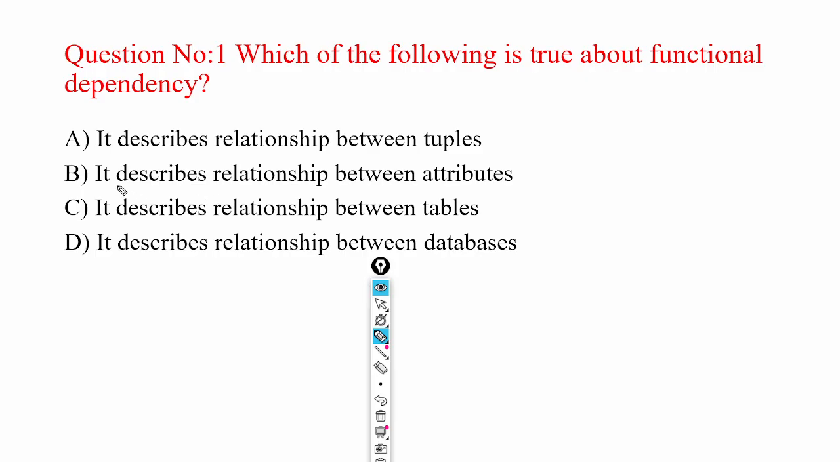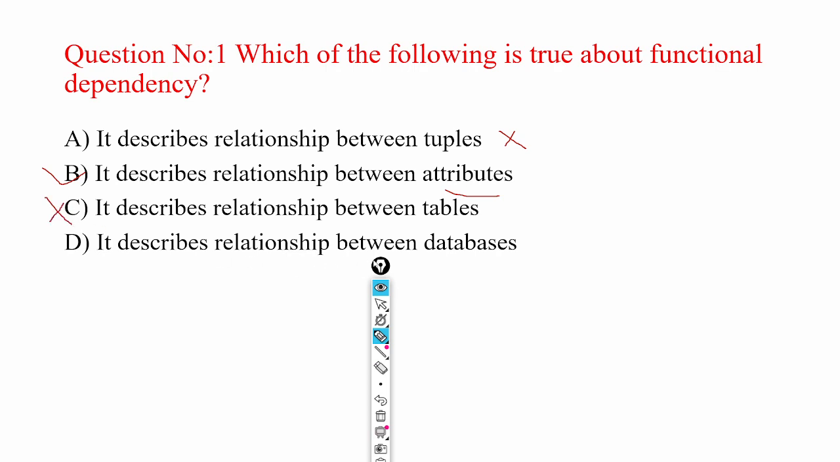So why are the other options wrong? The correct answer is option B. Option A says it describes a relationship between the tuples. Functional dependency works on the relationship between the attributes, not between the tuples. Tuples are nothing but the rows. Attributes are nothing but the columns. And the relationship between the tables is made using only foreign keys and joins. There is no relationship with functional dependency.